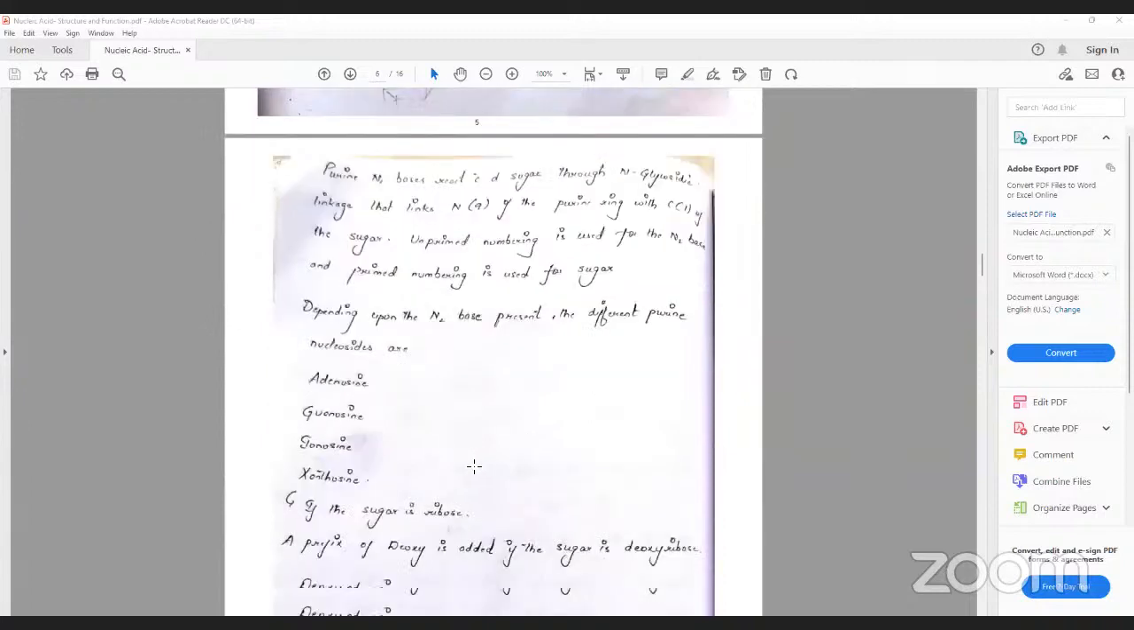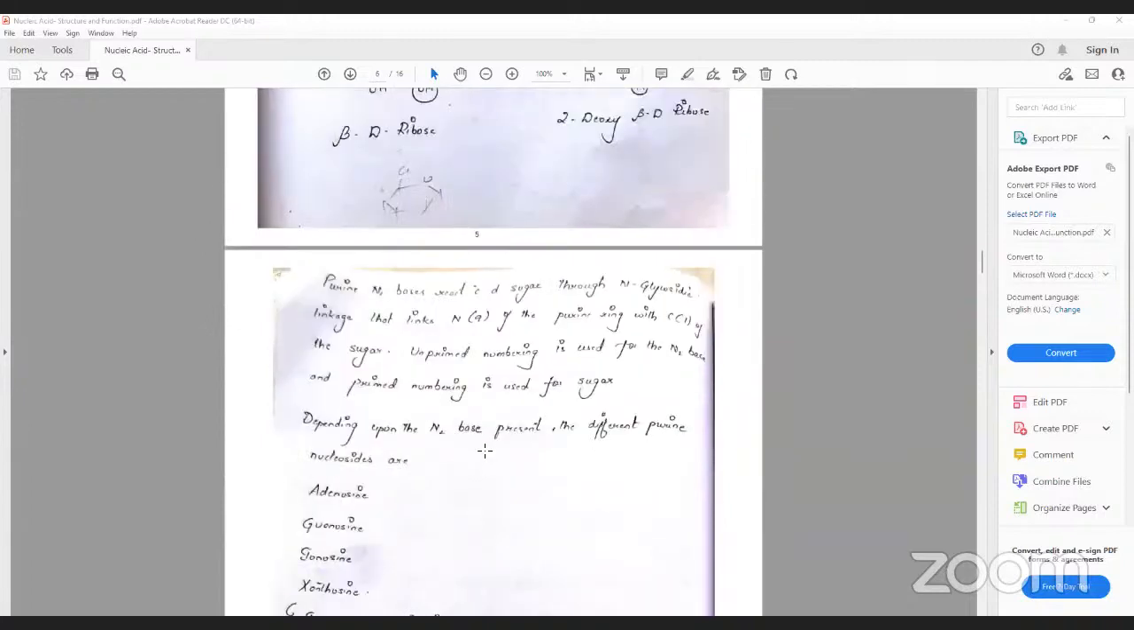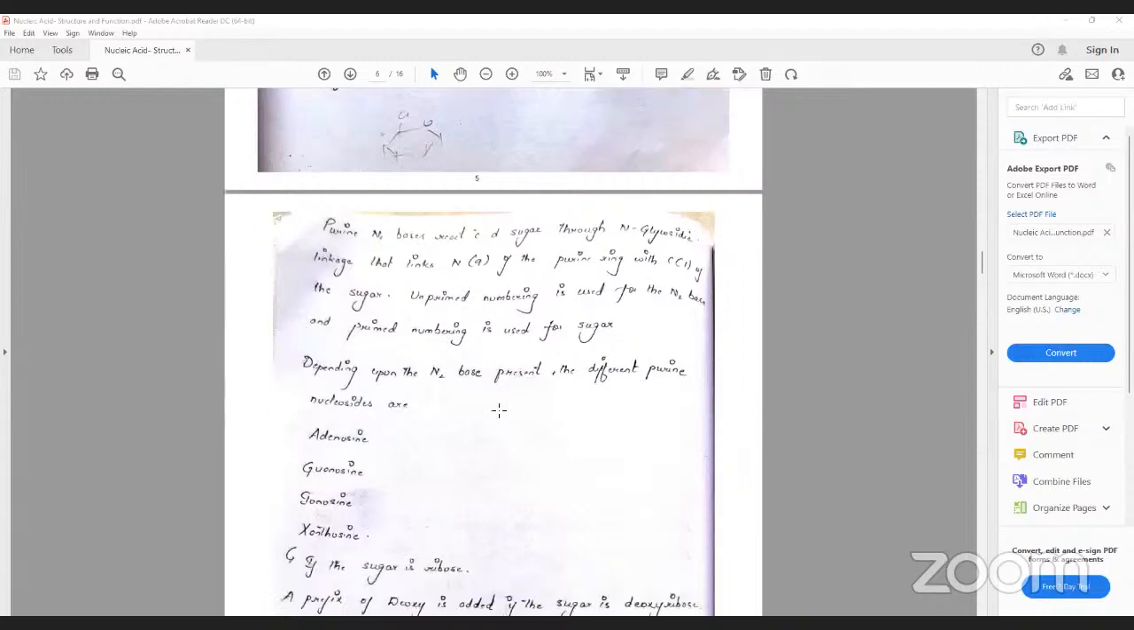As I said, in the formation of the glycosidic bond, the ninth nitrogen of the purine ring is linked with C1, the first carbon of the sugar group. That is why it is called N-glycosidic linkage. On the contrary, in disaccharide formation it was an O-glycosidic linkage, where one oxygen was involved in bringing two monosaccharides together.